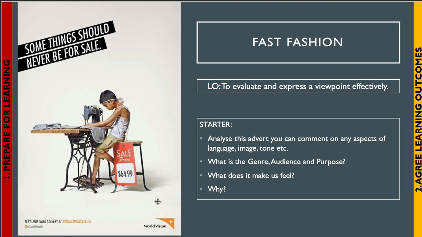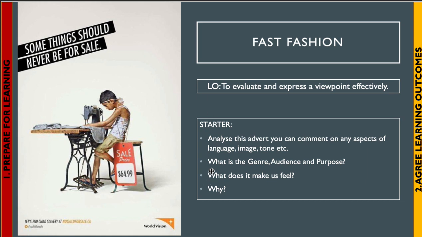So those of you that are really using your focus here might have noticed that this is from World Vision, okay, and it says, "Let's end child slavery." Okay, we've got an image of a child who looks as if they're working very hard at sewing with a sale sign below them. Okay, so think about what the message of this advert might be, and then obviously a strapline here: something should never be for sale. What do you think that is referring to? Is it referring to the garment, or is it referring to the child, or both? Okay, right, jot your ideas down.